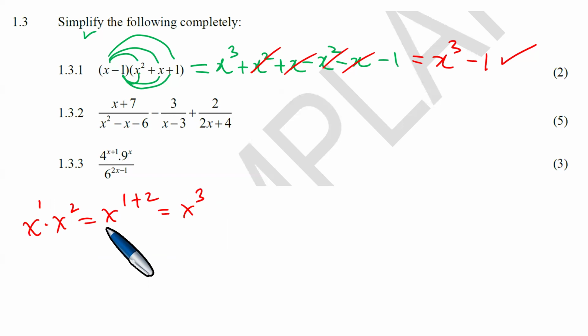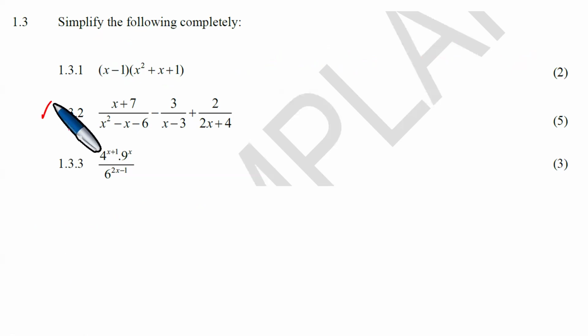Okay, next point. Let's look at 1.3.2, part of the kind of stuff you expect to meet in the exam. This one here, what do we do with this? This one is long, but the secret to doing this one is dealing with the denominator. And after having dealt with the denominator, we do the following.